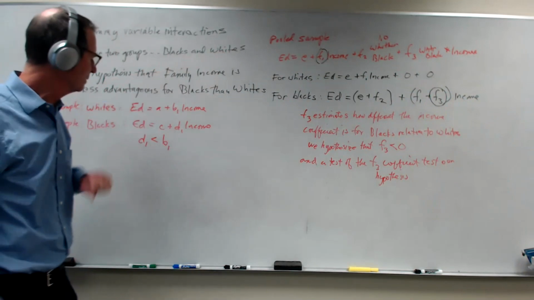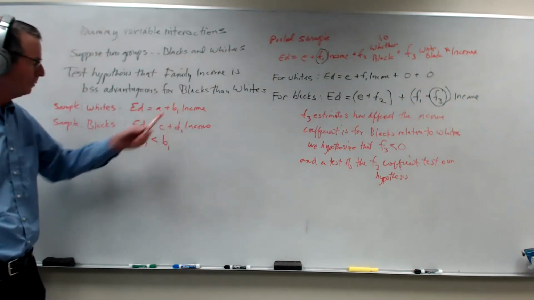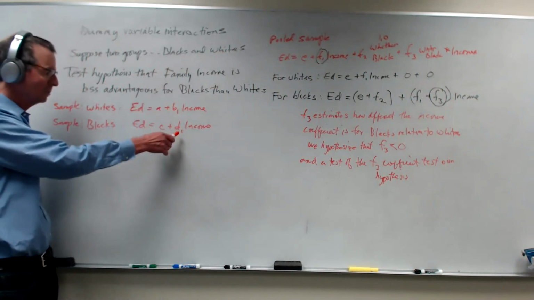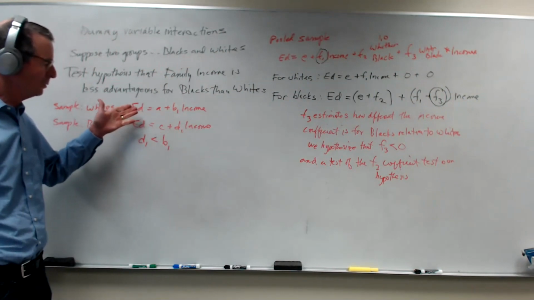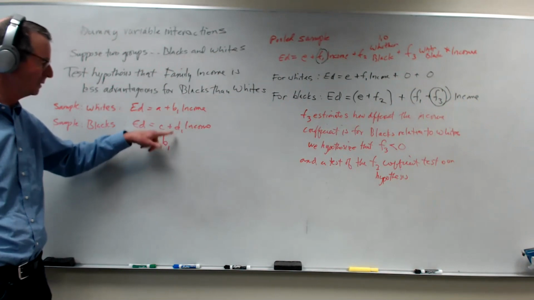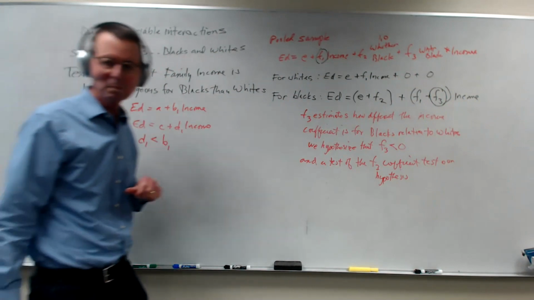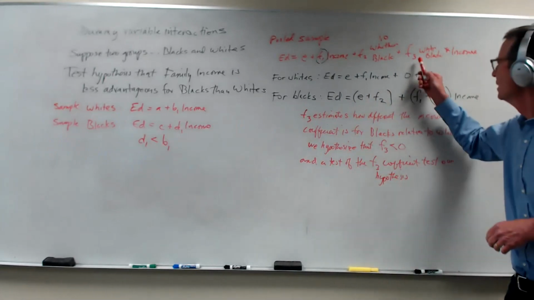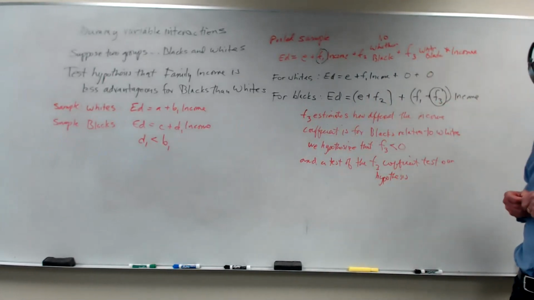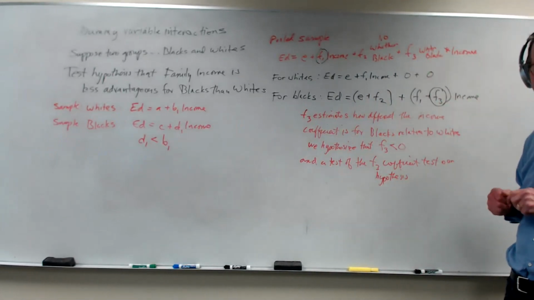So we can do exactly our hypothesis test on this pooled sample, whereas when we did the separate samples, we got something for B1, we got something for D1. It's not obvious how you would do a test for the difference between those two. There are ways to do it, but this is the easiest way to do it with dummy variable interactions.